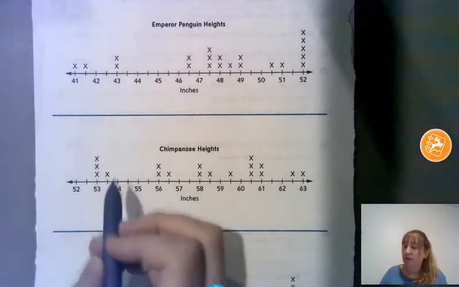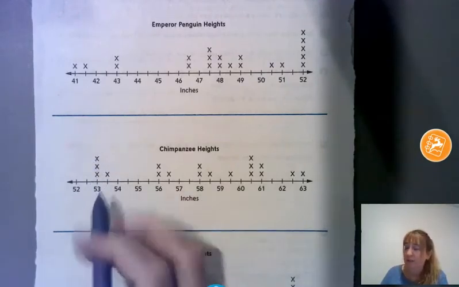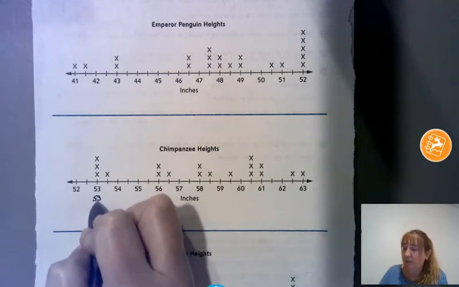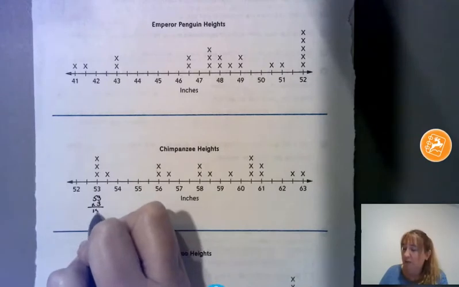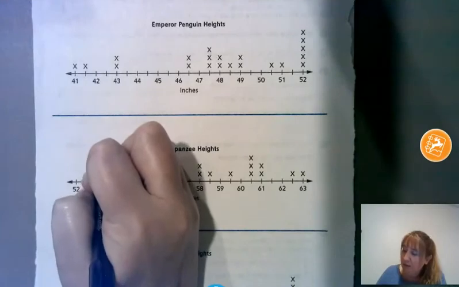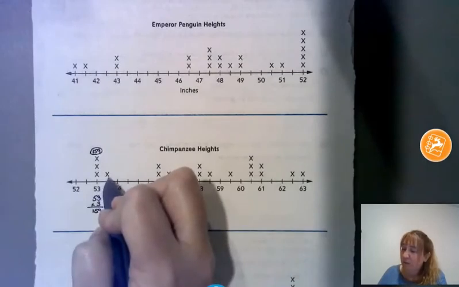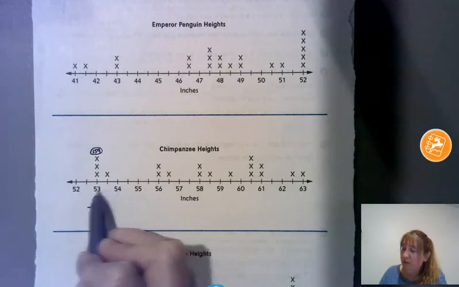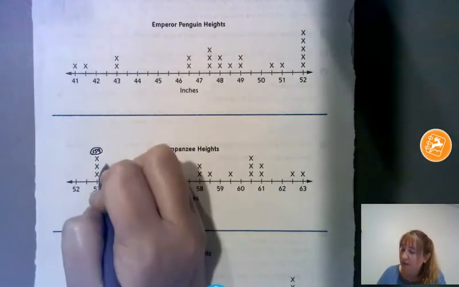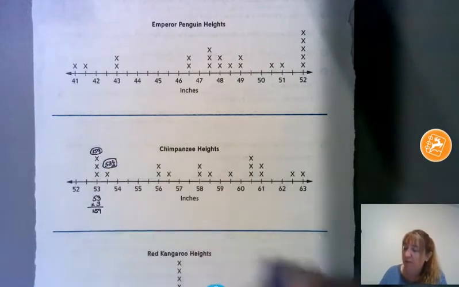So for example, if I'm looking at this, I know I have 1, 2, 3 chimpanzees that are at 53 inches. If I take my 53 inches times 3, because there's 3 X's, I would get a total of 159. What I like to do is write that right above the column, because I know that's my total for that section. Now I only have one chimpanzee here. Well, it's between 53 and 54, so that would be 53 and a half. So 53 and 1/2, that would be my total for that one.